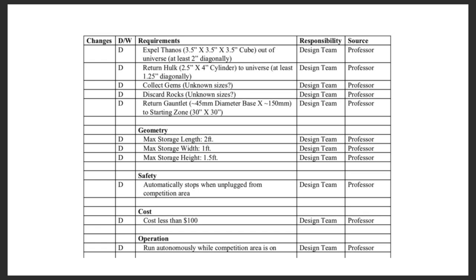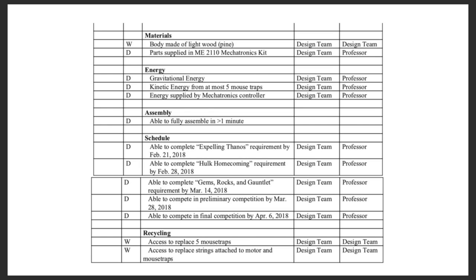For example, the cost requirements of being less than $100. Since the project requirements clearly state that the cost of the final design must be less than $100, the team can design the machine with a $100 budget in mind. Some other notable requirements of the specification sheet are the dimensions of the final design, the energy sources we are allowed to use, such as the mechatronics kit and mousetraps, and the schedule of the project.